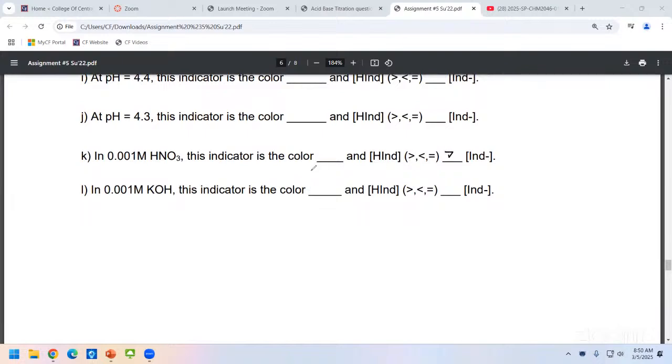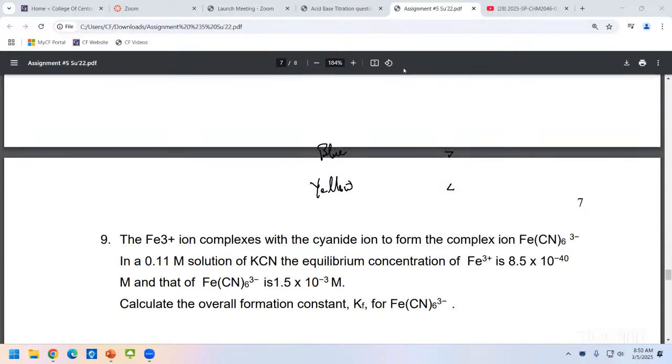And the color, what was the color of the acid molecule, HIND? Blue. All right? And then in the case of potassium hydroxide, it would be the opposite, in that the concentration of the HIND would be less than the concentration of IND minus, which means that the color would be yellow in that case. And that would be the answers for those two. All right? Okay, any questions about this? Any questions? All right, I think, okay, so that's as far as we can go based on what we have covered so far.